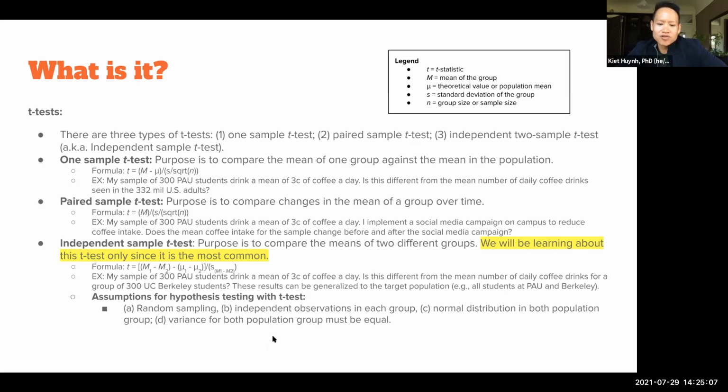All right, and the variance for both population groups must be equal, meaning, you remember standard deviation or variability, meaning how much variance is in the scores. So the amount of variability of coffee drinking on the UC Berkeley campus needs to be about the same as the amount of variability in coffee drinking on the PAU campus. Not the sample, but in the population. Okay, so these are assumptions. Just something to be aware of.